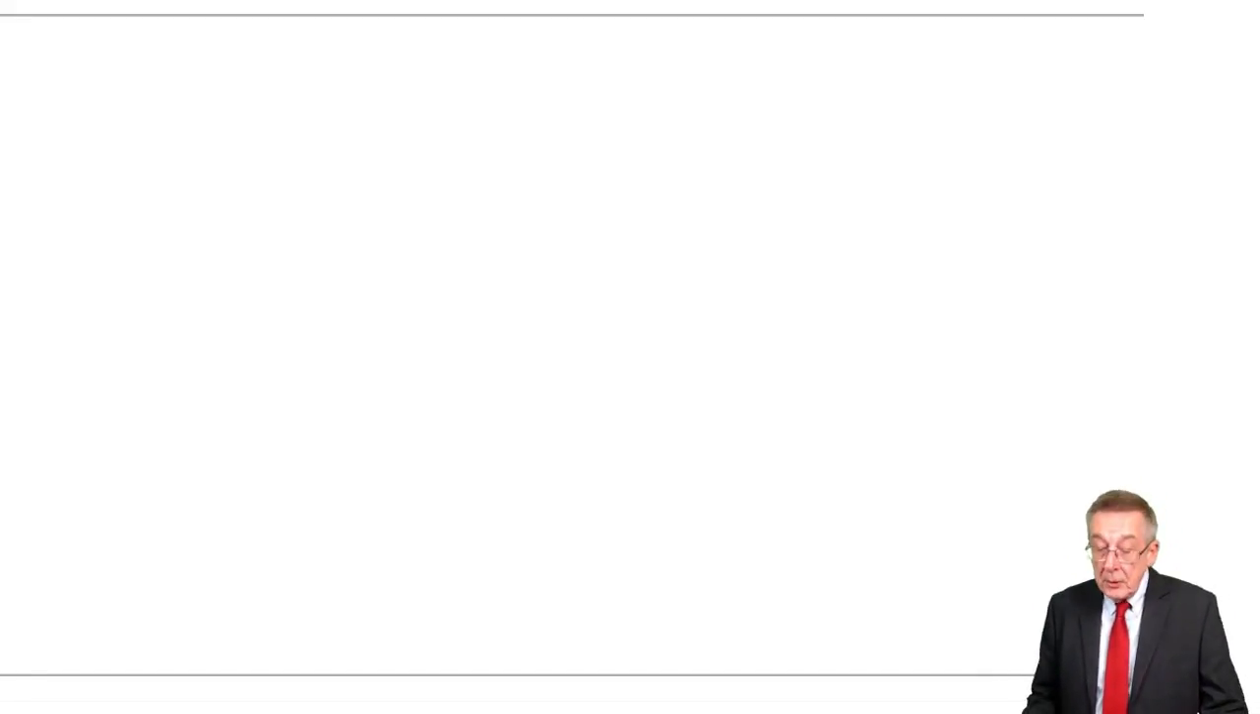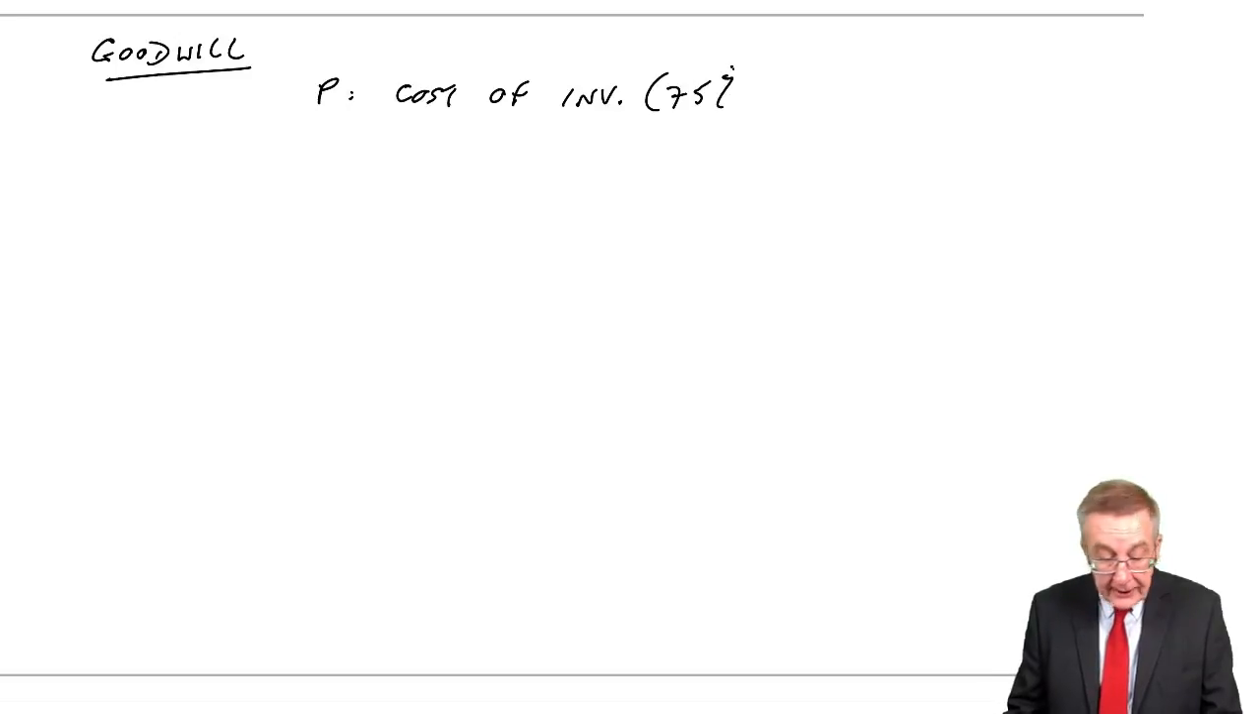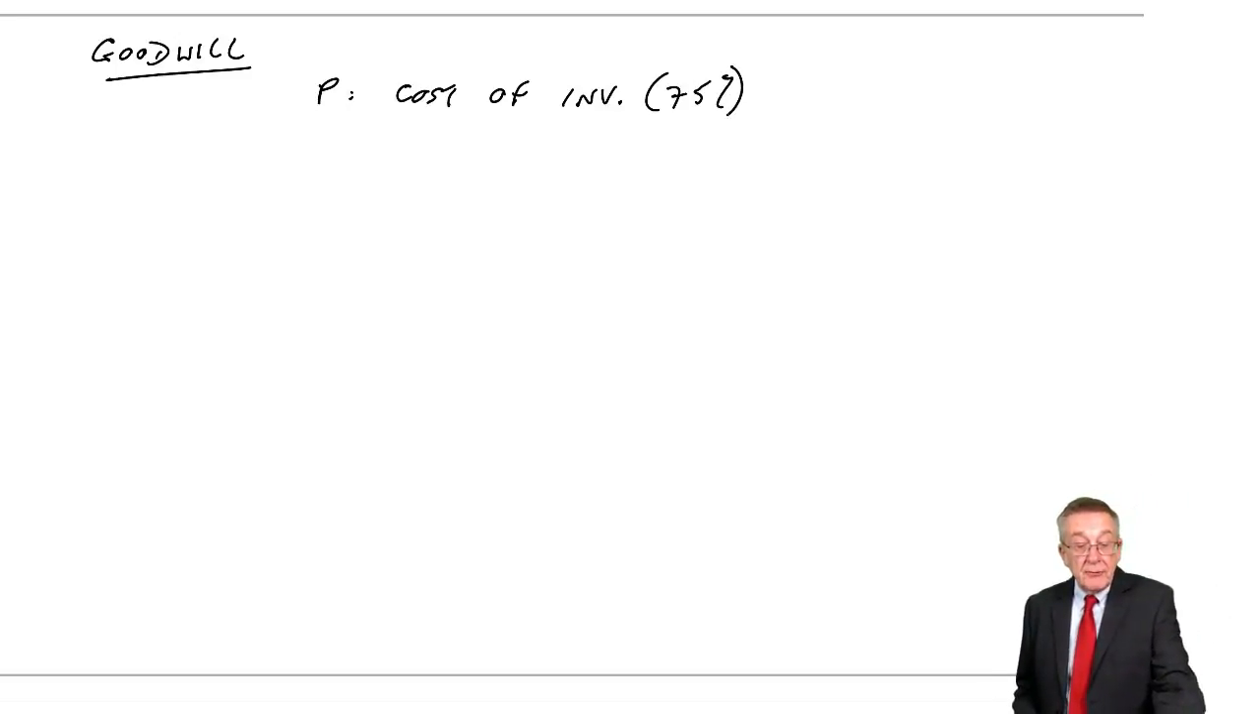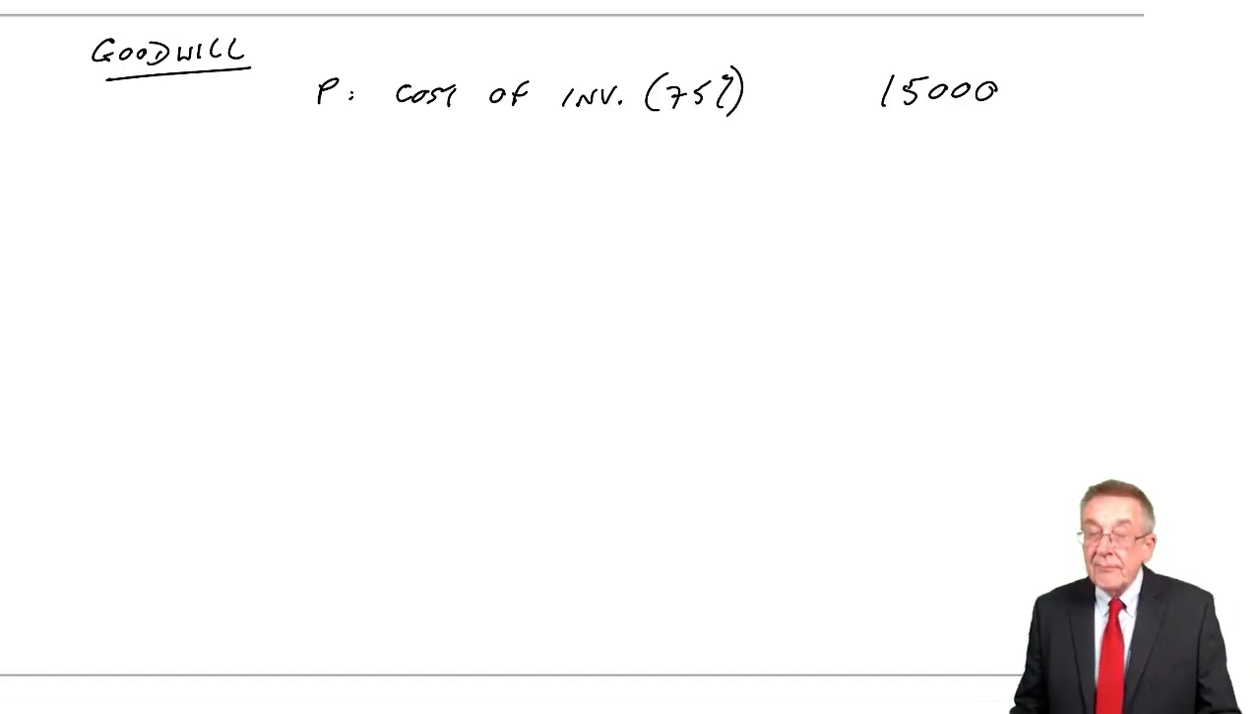All right, well, let's go through our normal workings. First of all, goodwill. Calculate this exactly as normal. The value placed on the business, as far as P is concerned, was the cost of the investment. Remember, they bought 75%, and the cost from P's statement is 15,000.